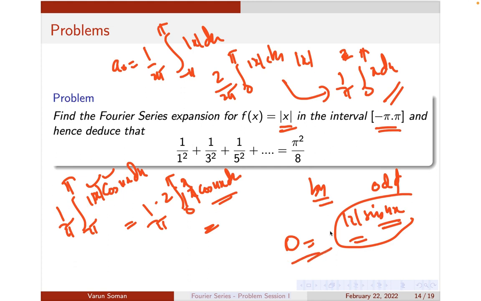Just find out the expansion, and in that expansion, when you substitute a corresponding value, if you look at the expansion, you will know which value to substitute. Most probably it will be either 0 or pi or minus pi. So just try it out and write down the final expression, and then just substitute the values. You will be getting the desired expression.